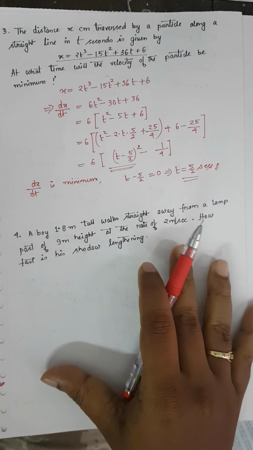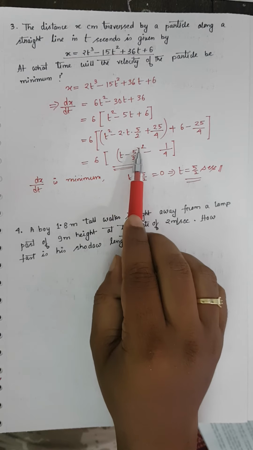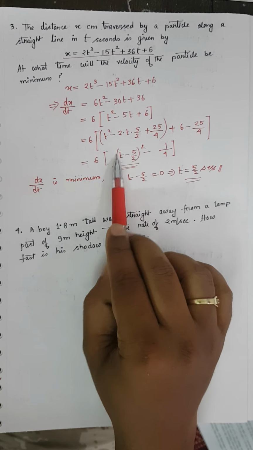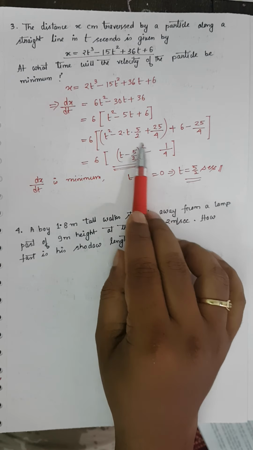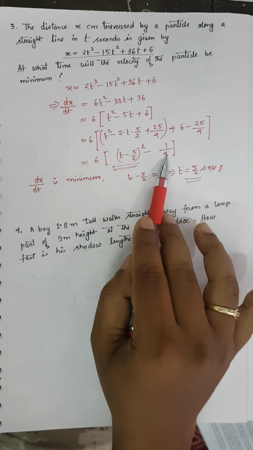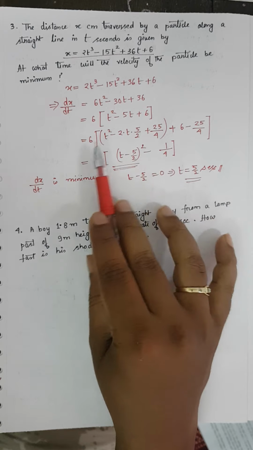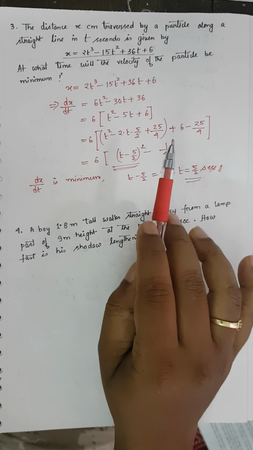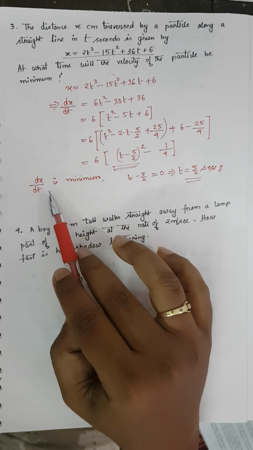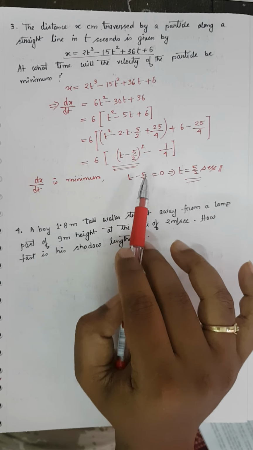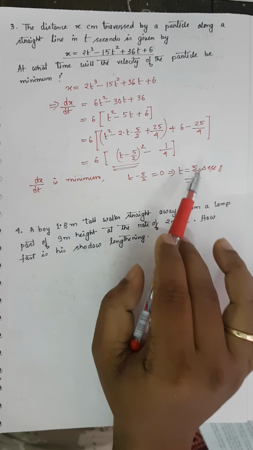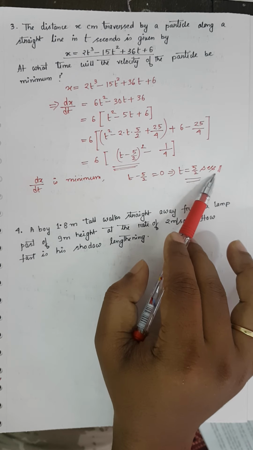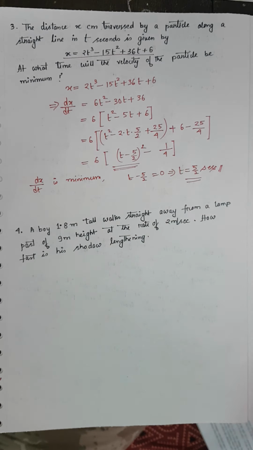So when t is equal to 5 by 2 seconds, the value will be minimum. See, this is a whole square, so always it is positive. So positive minus 1 by 4. So when the quantity will be 0, it is minimum. Otherwise the value will always be increasing. So we can say that dx by dt is minimum when t minus 5 by 2 is equal to 0. So the time is equal to 5 by 2 seconds, that is 2.5 seconds.